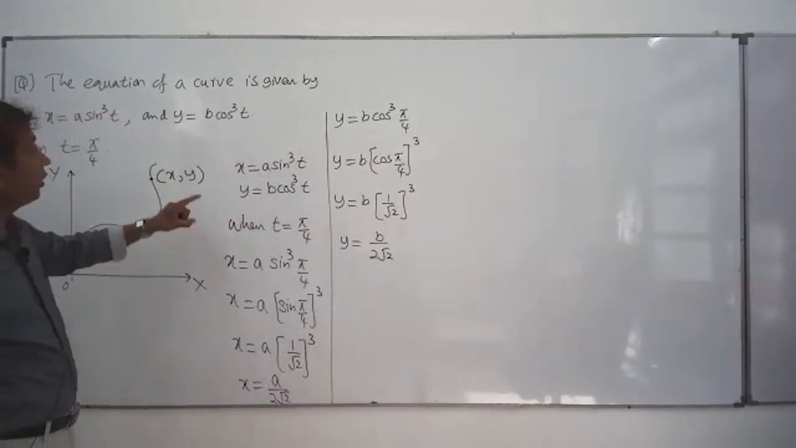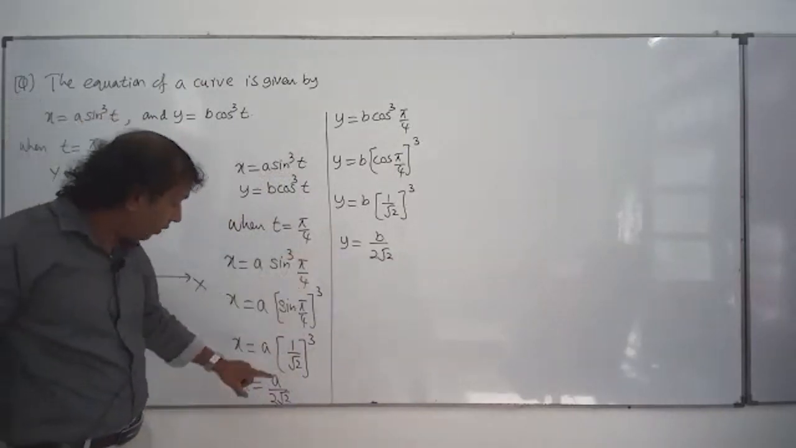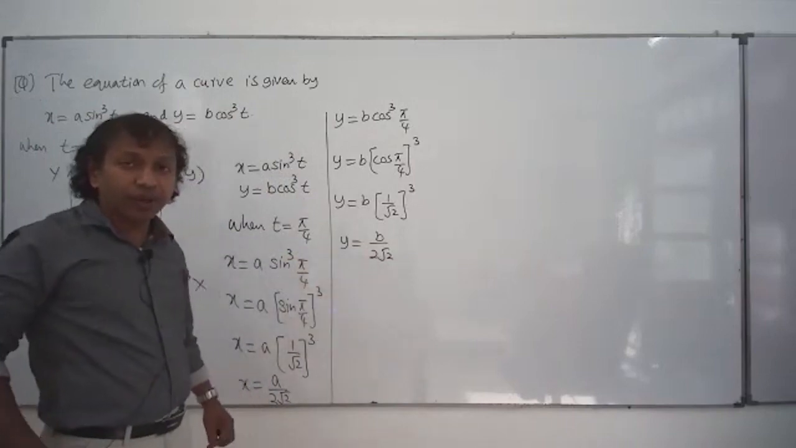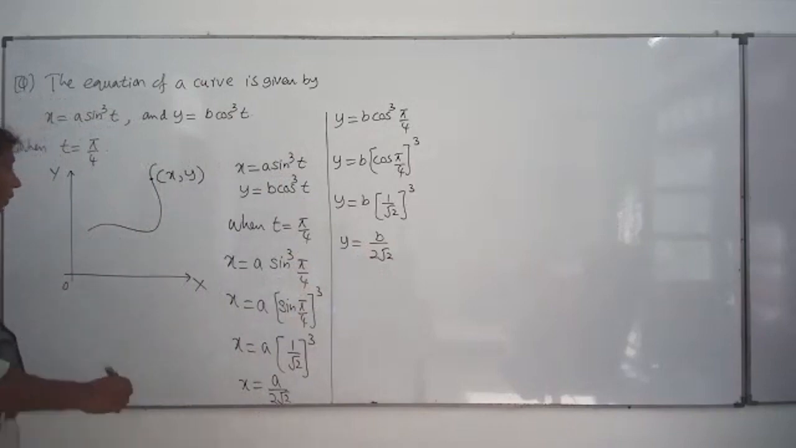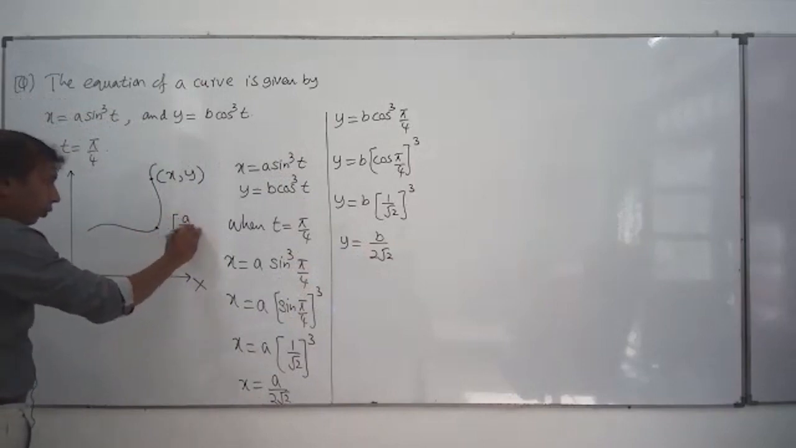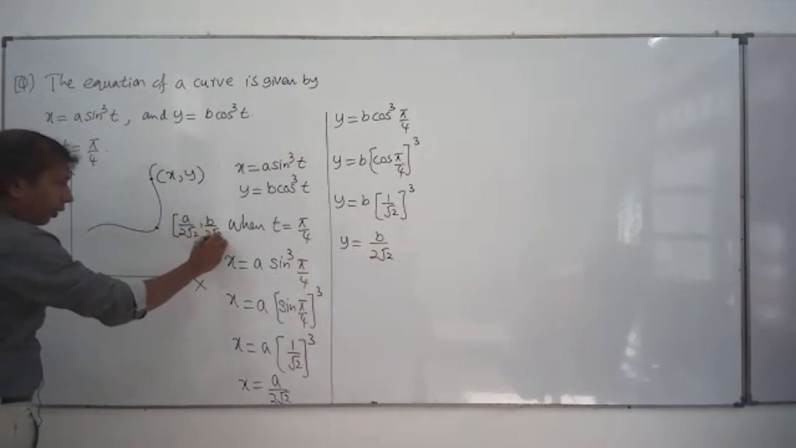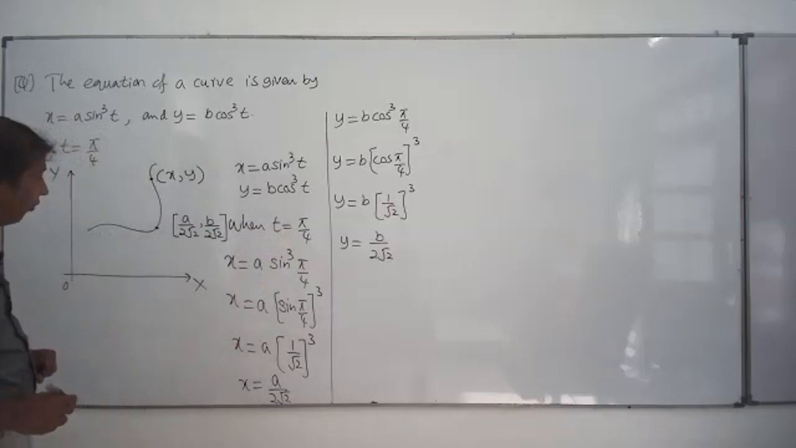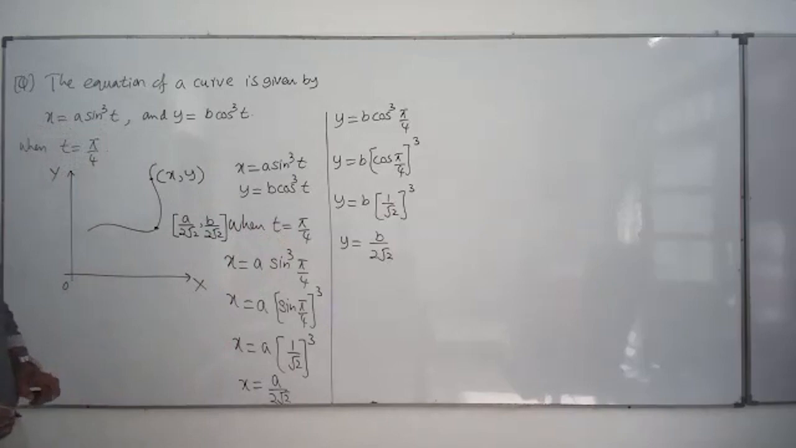Therefore, the point when t equals pi by 4 is a over 2 root 2 as the x coordinate, and b over 2 root 2 as the y coordinate. Suppose that point is here, for example. This is the x coordinate a over 2 root 2, y coordinate b over 2 root 2. This is that point corresponding to t equals pi by 4. So suppose this is that point on the curve corresponding to t equals pi by 4.